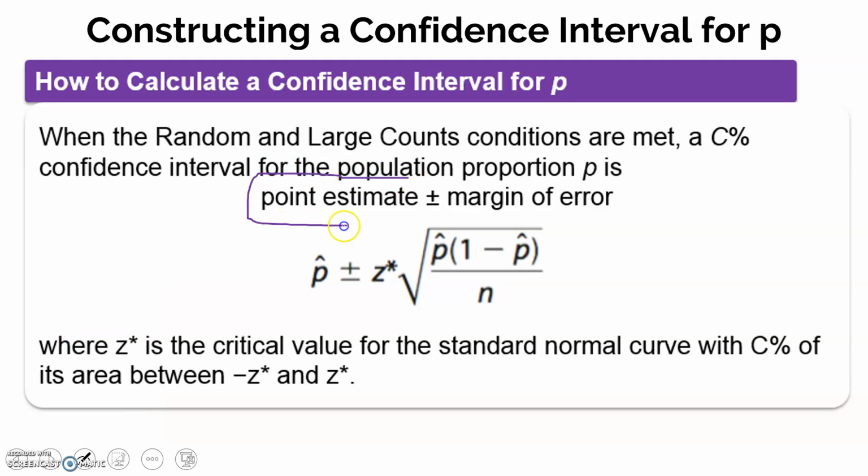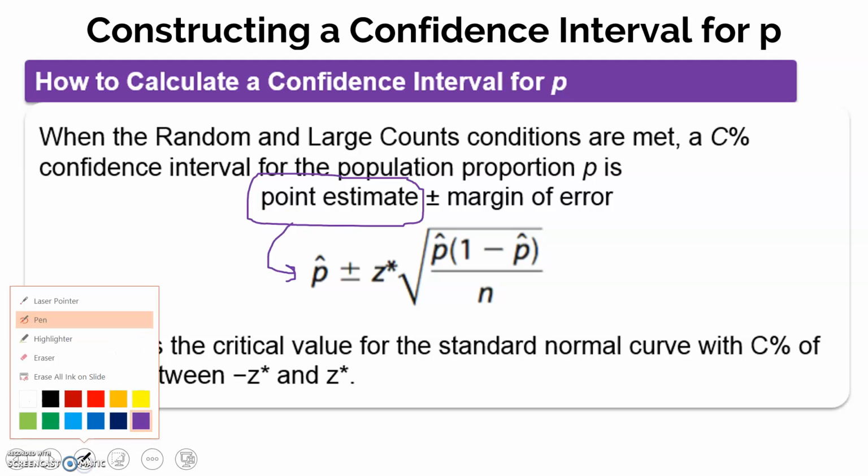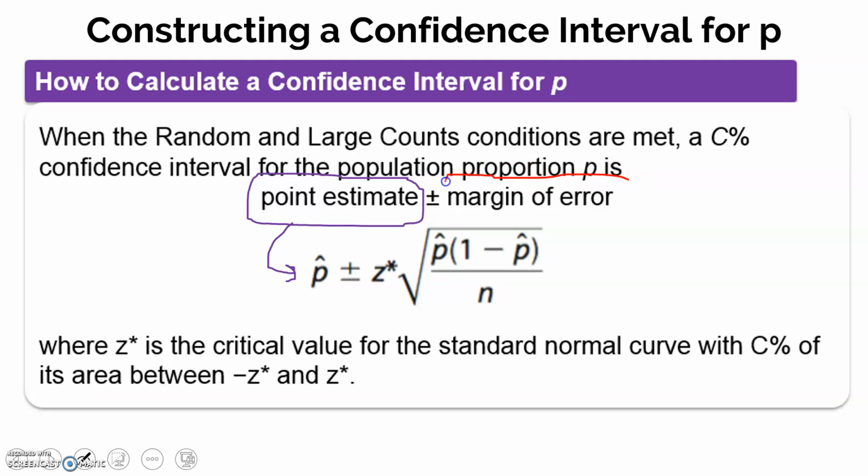It's your point estimate, which in this case is going to be p hat, followed by a plus or minus margin of error. This entire quantity here is your margin of error. It consists of the critical values that we talked about yesterday multiplied by this standard error of p hat.